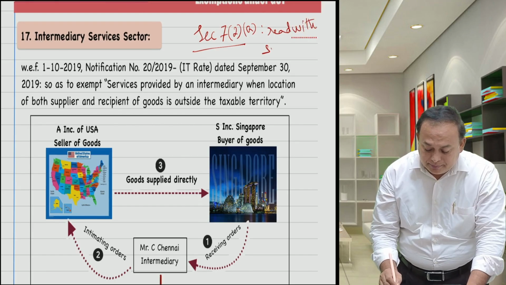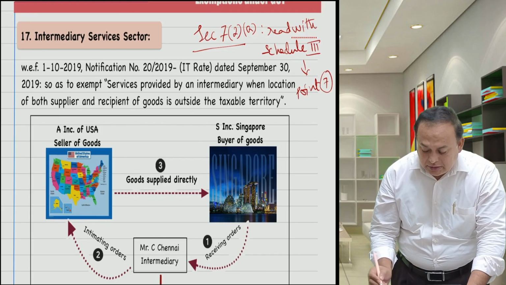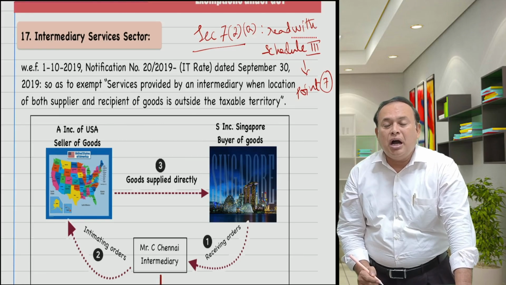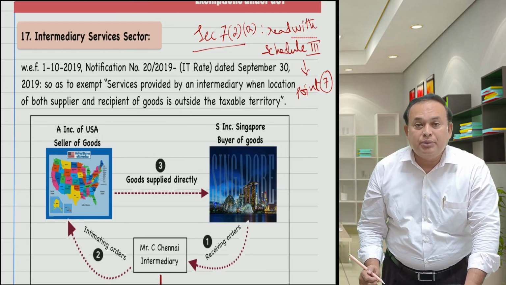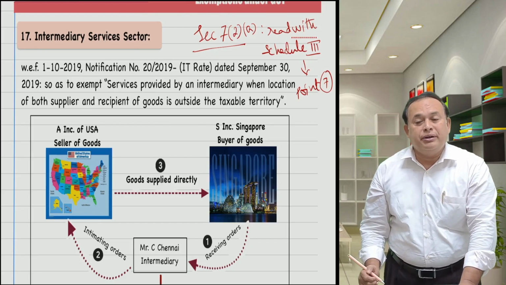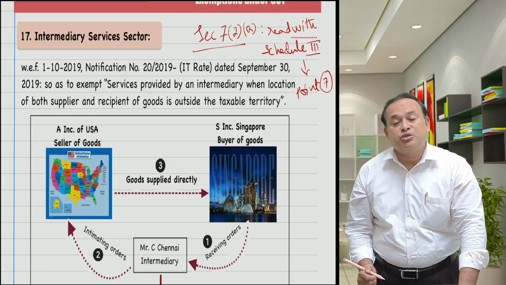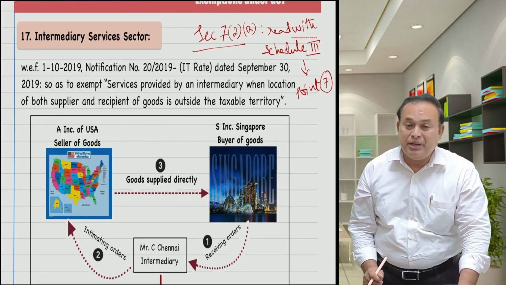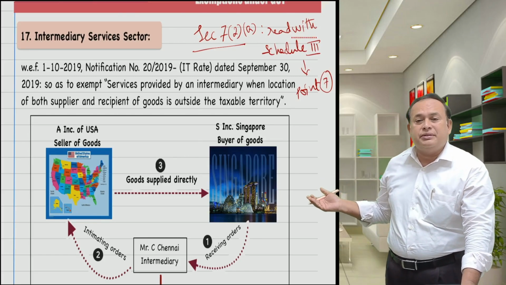Supply excludes Schedule 3. Under Schedule 3, there is point number 7: supply of goods from a non-taxable territory to another non-taxable territory without touching the taxable territory. That point is supply excluded. In the Finance Act 2023, the amendment was made with retrospective effect from 1st July 2017 onwards, so it is not taxable. Supply excludes, which is for goods nature. Similar to that is a service nature.